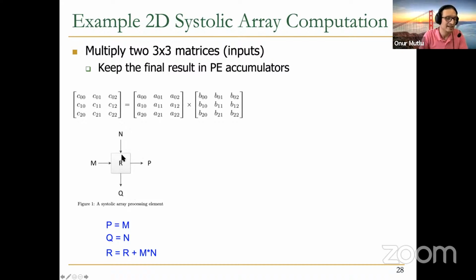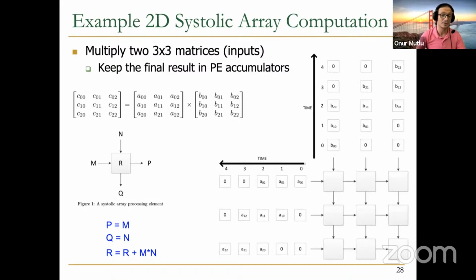But basically, let's say this is the processing element. R is the accumulator. Inputs are N and M. Outputs are Q and P. And it's two-dimensional, as you can see, because we're going to communicate with all of our neighbors. Basically, what this processing element does is it passes input M to the right, to P. It passes input N to the lower part. Q is equal to N. It does a multiply and accumulate on its accumulator. Basically, R becomes R plus M times N, okay? And we're going to use that to actually do a matrix multiplication.